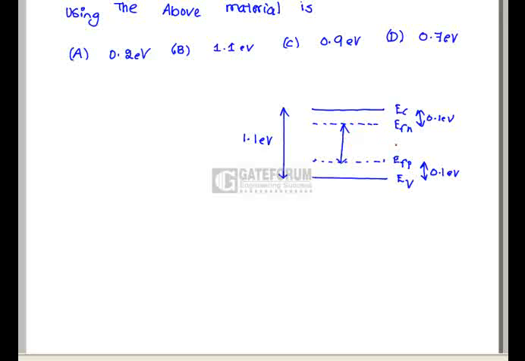Now the difference between the Fermi level in n-type as well as p-type is equal to E0, which is the barrier potential. That means the barrier potential E0 equals 1.1 electron volt minus 0.1 electron volt minus 0.1 electron volt, equals 0.9 electron volts, which is option C is correct.